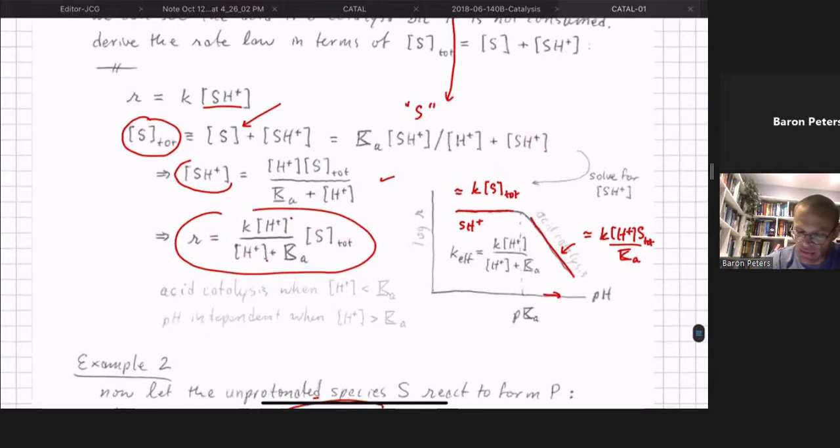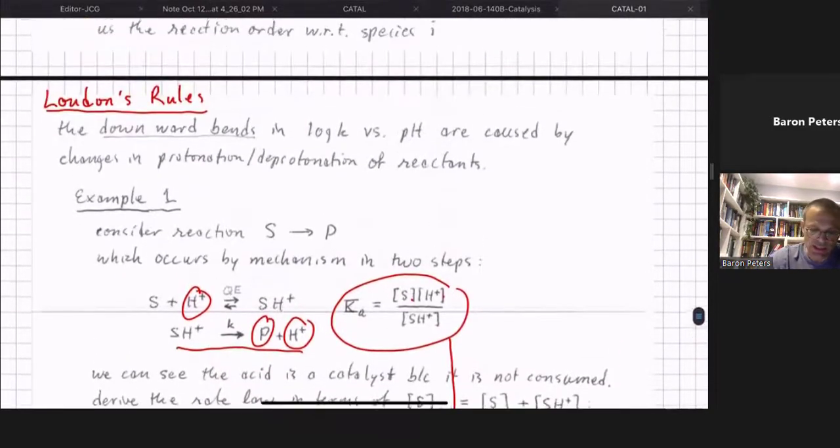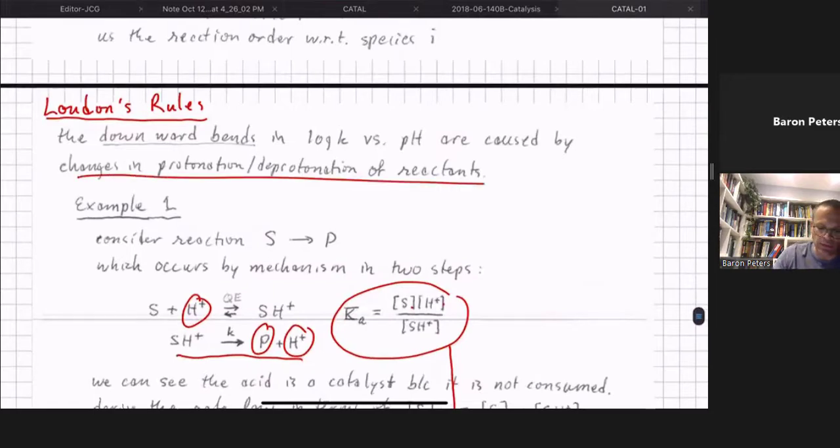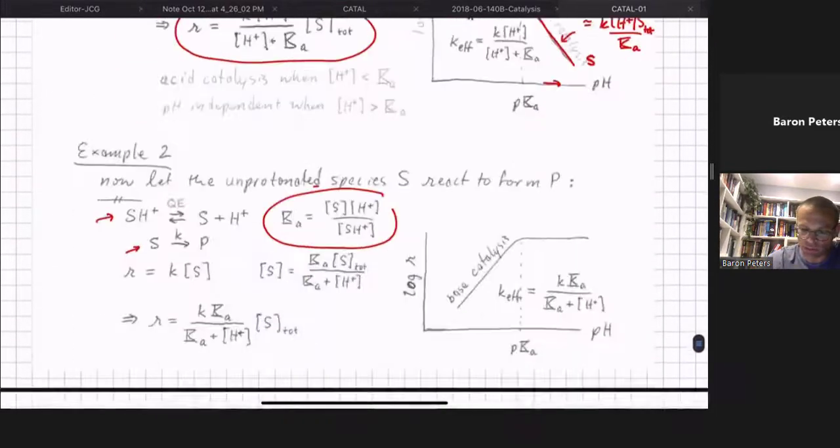The key feature that I want to point out in this, of course, is that there's a downward bend here. These two things cross over each other at the point where the pH is equal to the pKa, or equivalently, where H plus is equal to Ka, and that corresponds to this downward bend. Notice what happened. Over here, the predominant protonation state was S, and over here, the predominant protonation state was SH plus. Okay, so that was this example of Loudon's rules, a change in the predominant protonation state.